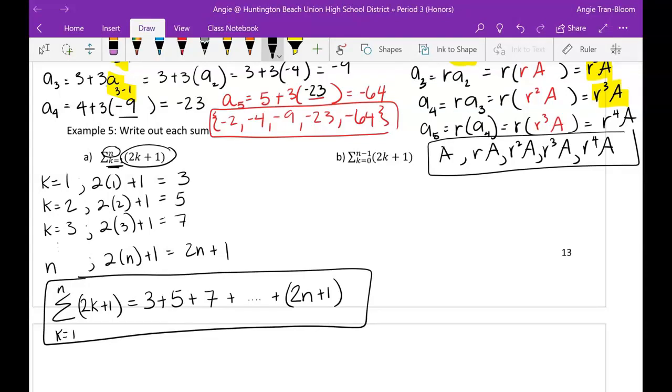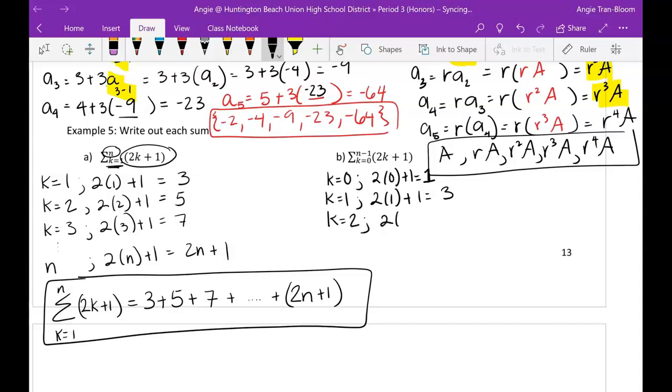All right, same thing with this side, except this, look at this, it starts at 0. Whoa, k equals 0. 2 times 0 plus 1 is 1. Okay, k equals 1. 2 times 1 plus 1 is 3. k equals 2. 2 times 2 plus 1 equals 5. And k equals n. That means 2 times n plus 1, which is itself.